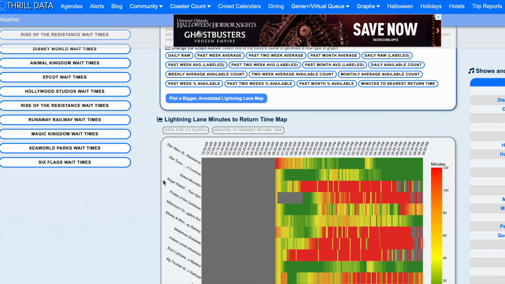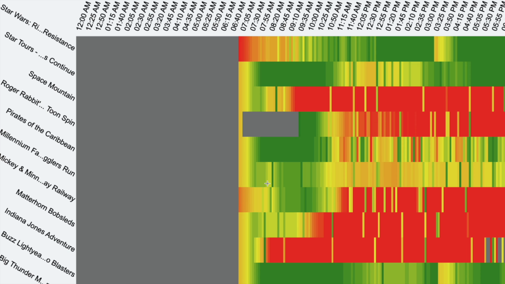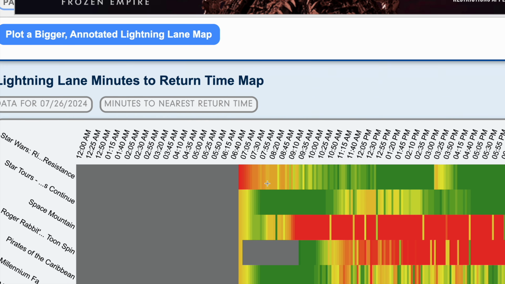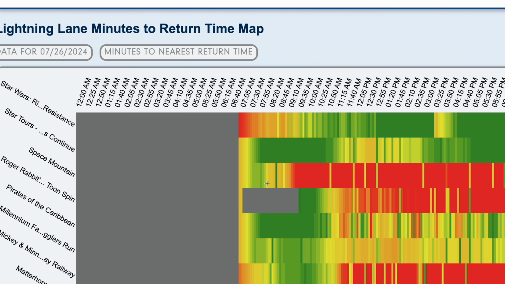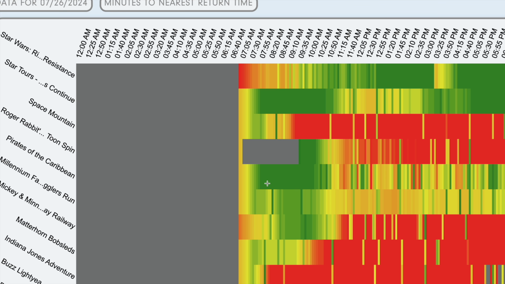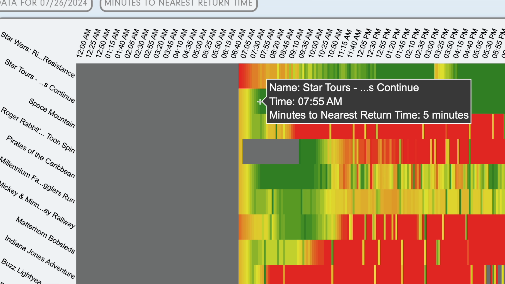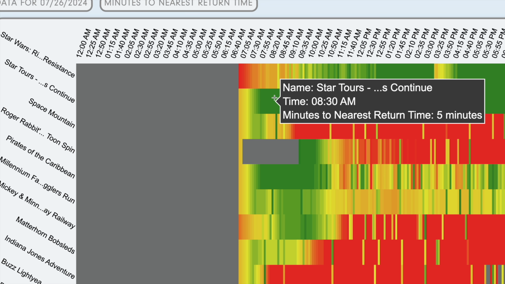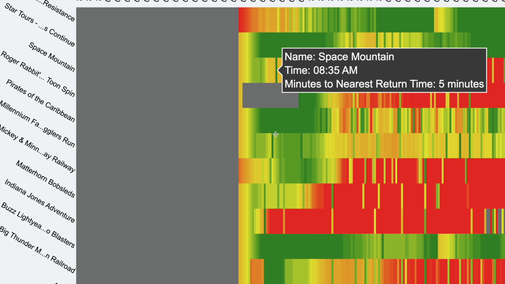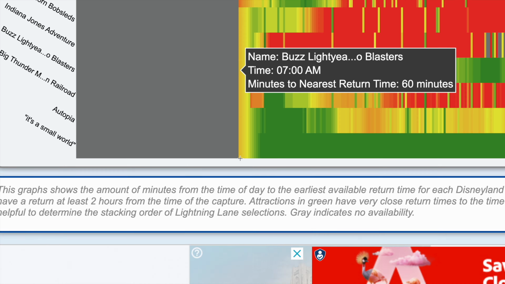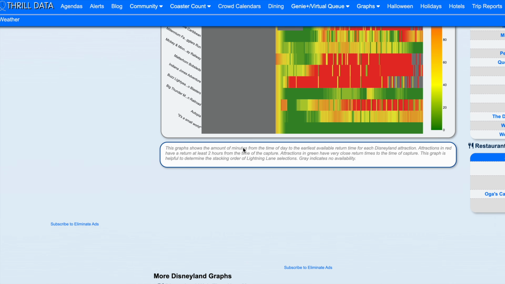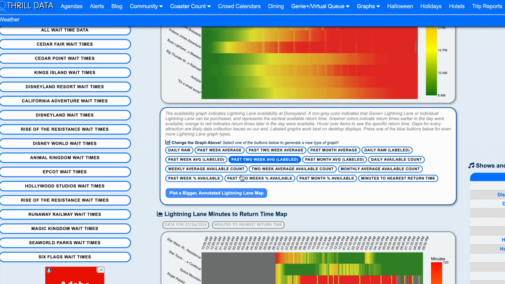This is a very similar graph that they show us, and this is the Lightning Lanes, but they're showing the minutes to return time. So it's really showing us the same thing, just in a different way. They're saying, okay, if you get this at 8:30 in the morning, 5 minutes later you'll be able to get on the ride. So instead of saying the time of day that the return time is, they're saying how far away that next return time is. So again, this should be very similar to the last graph.